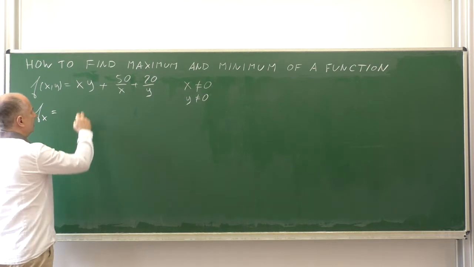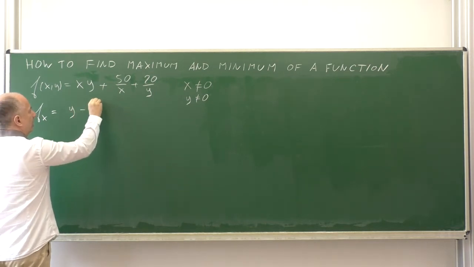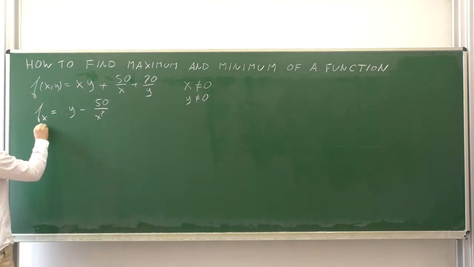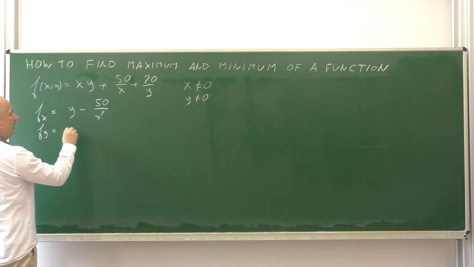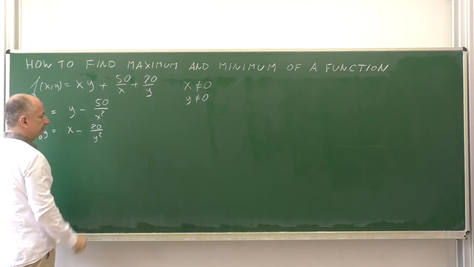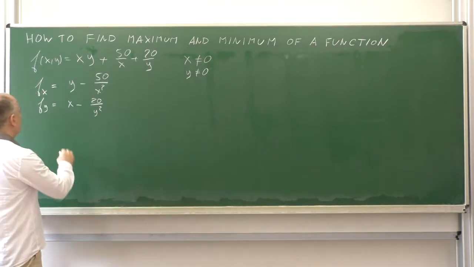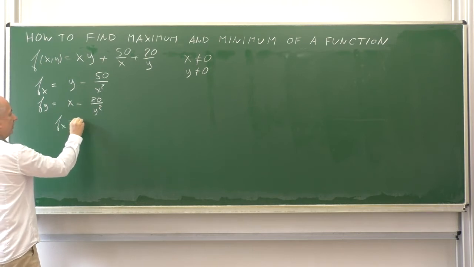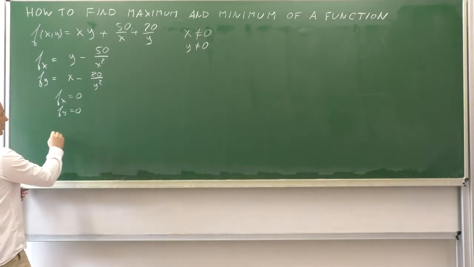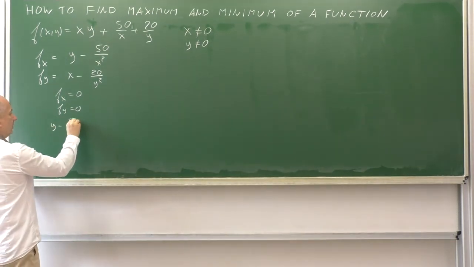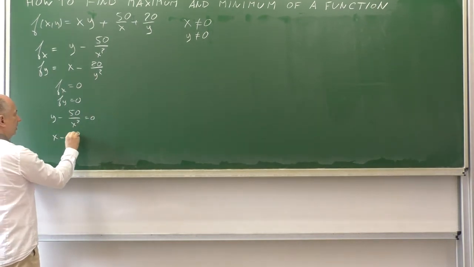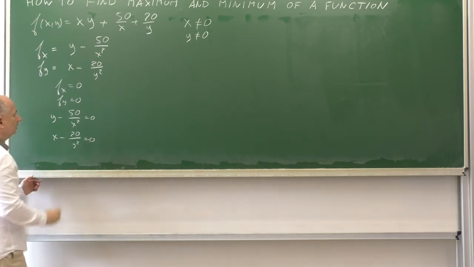f with respect to x is y minus 50 over x squared plus 0, and the derivative with respect to y is x minus 20 over y squared. Then we want to solve the system of equations, f_x is 0 and f_y is 0. That means we have two equations: y minus 50 over x squared is 0 and x minus 20 over y squared is 0.